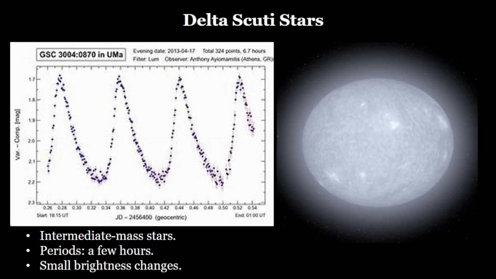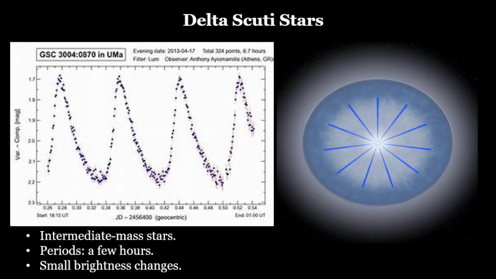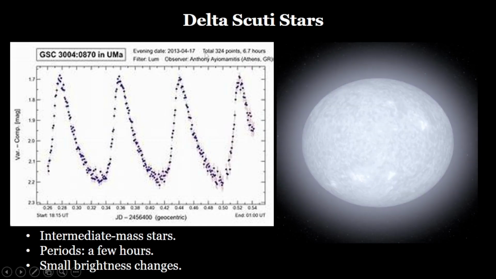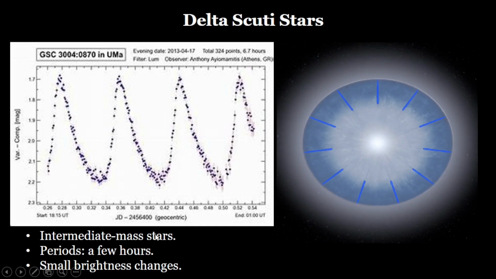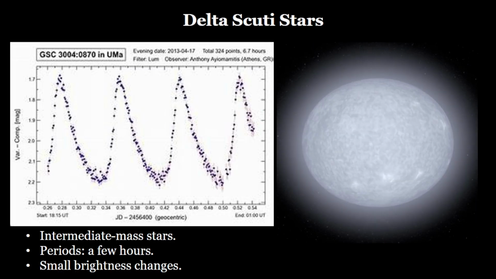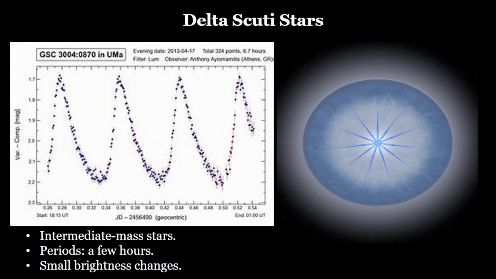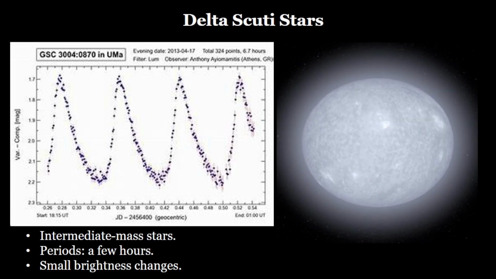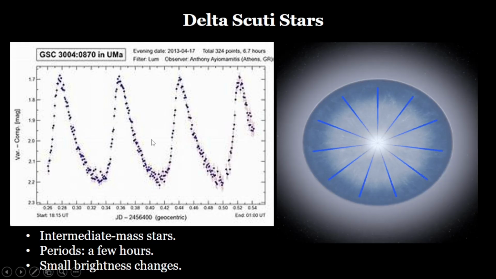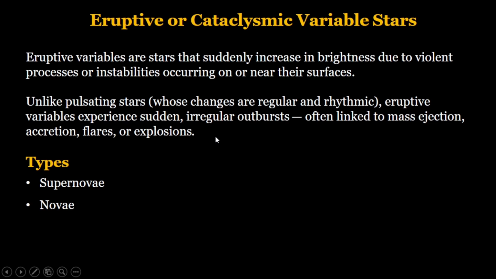So we have the Delta Scuti stars. They are usually exhibited by intermediate mass stars, and their variability period is within a few hours. They exhibit very small brightness changes. And here's the light curve. That's the light curve here.